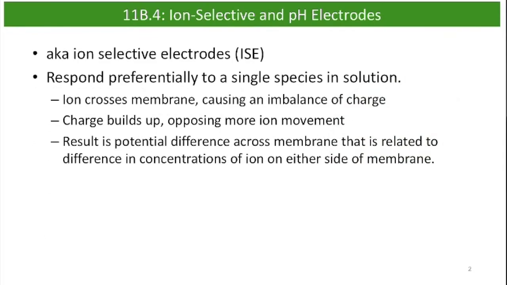So an ion selective electrode, or ISE, is an electrode that responds preferentially to a single species in solution. So for example, it would respond to only calcium 2+, or only copper 2+.